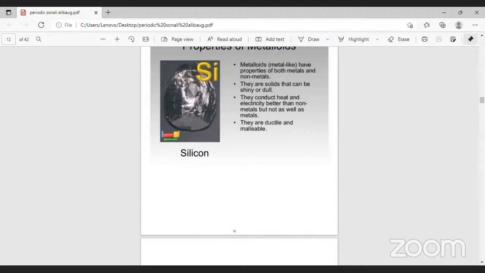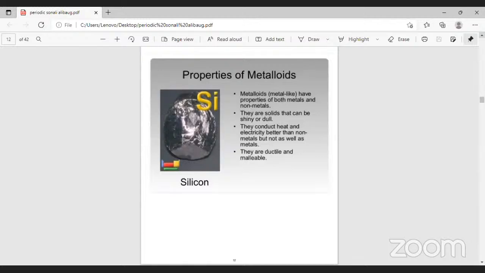So here we have seen the metal, then the non-metal, and here's the metalloid. What is a metalloid? It is metal-like, and metalloids have properties of both metals and non-metals. They are solid, and can be shiny or dull. If a solid is shiny, we say metal, and if it is dull, we say non-metal. But metalloids, in between metal and non-metal, may be shiny or dull. They conduct heat and electricity better than non-metals, but not as well as metals. Metals are good conductors of heat and electricity, non-metals are bad conductors, but metalloids have better conductivity than non-metals and less than metals.